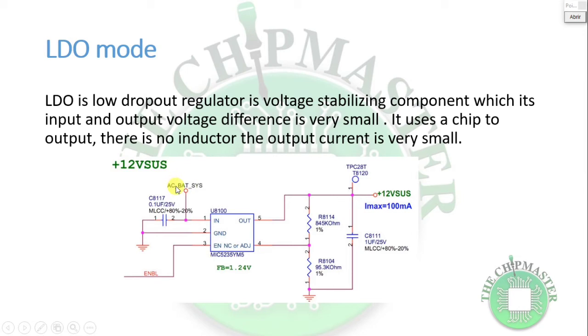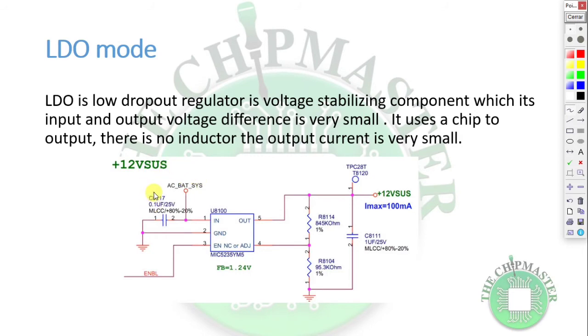As you can see, AC underscore bat underscore 6, which is the common point rail for the ASUS architecture, is coming to pin number 1, and pin number 1, as you can see, is IN, right? We have pin number 3, which is ENBL, which is enable. So when we get supply and we get the turn on signal to tell the chip to start work, it will output its designated voltage. As you can see, 12 volts SUS, and the current is 100 milliamp, which is very small, right?